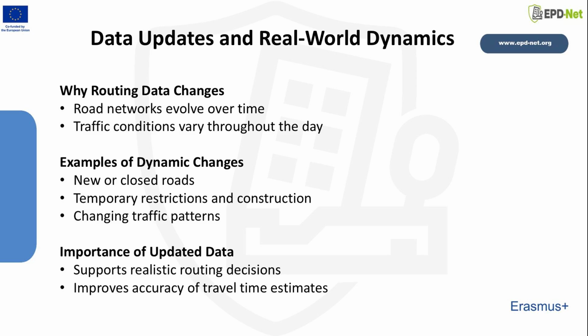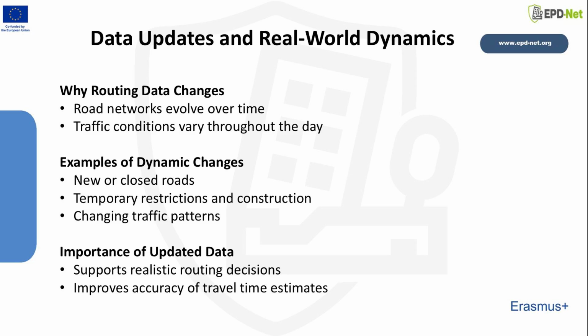Routing data is not static. Road networks and travel conditions change continuously due to infrastructure updates, construction activities, and evolving traffic patterns. These changes directly affect how routes should be calculated. Examples of real-world dynamics include newly opened or closed roads, temporary restrictions caused by construction or events, and fluctuations in traffic conditions throughout the day.